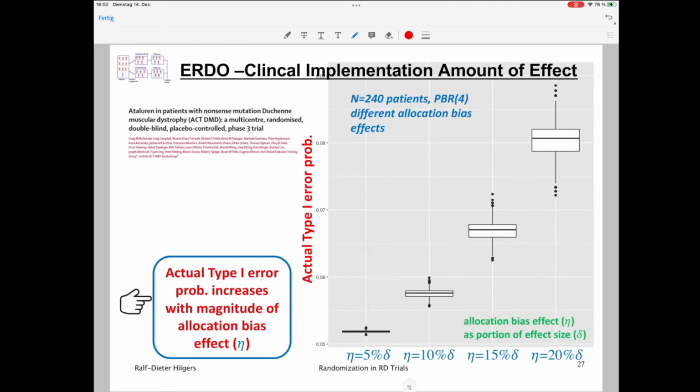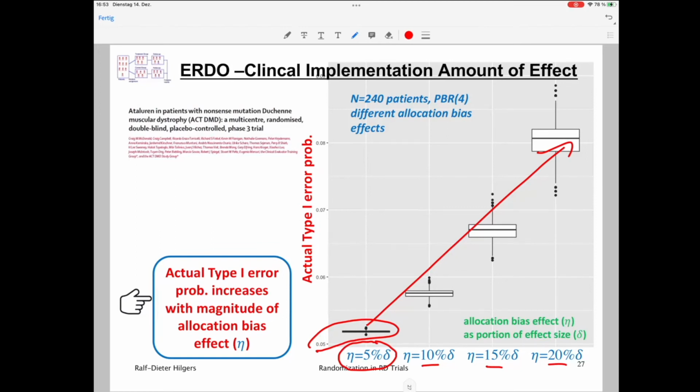Again, I put a box plot here, and you see if the allocation bias is rather small, so 5% of the effect size you would like to detect, that means you have only twins in the trial, right? You cannot distinguish them. Then you have a slight deterioration of the 5% level. It's not so much, but then you see that it increases dramatically if you have 10, 15, and 20% allocation bias.